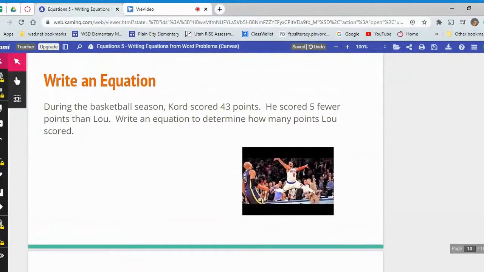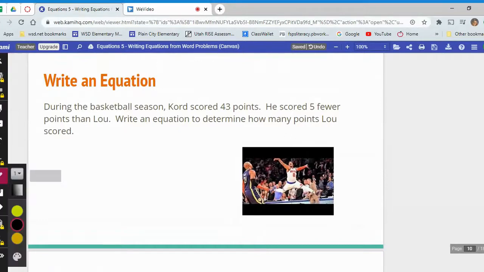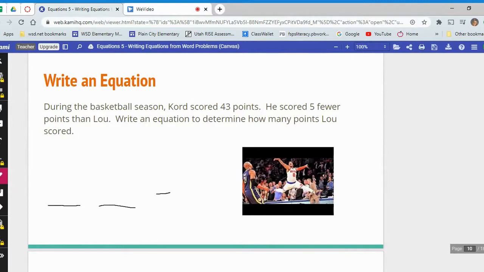Okay, during the basketball season, Cord scored 43 points. He scored 5 fewer points than Lou. Write an equation to determine how many points Lou scored. So let's get things set up. Okay. Do we know Cord's end result? Yeah, we do, right? We know the total Cord scored. He scored 43 points during his basketball season.